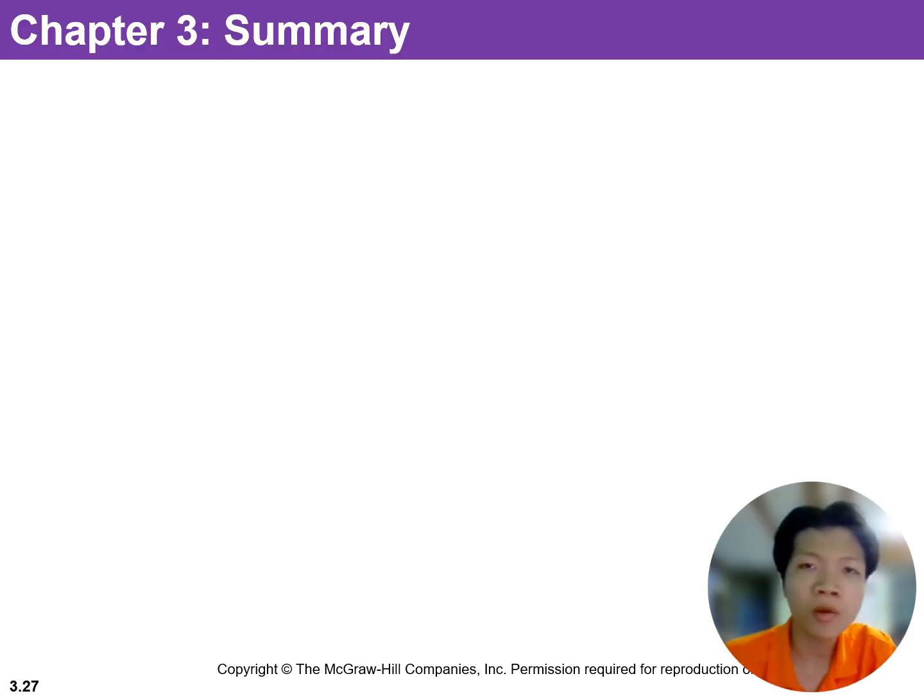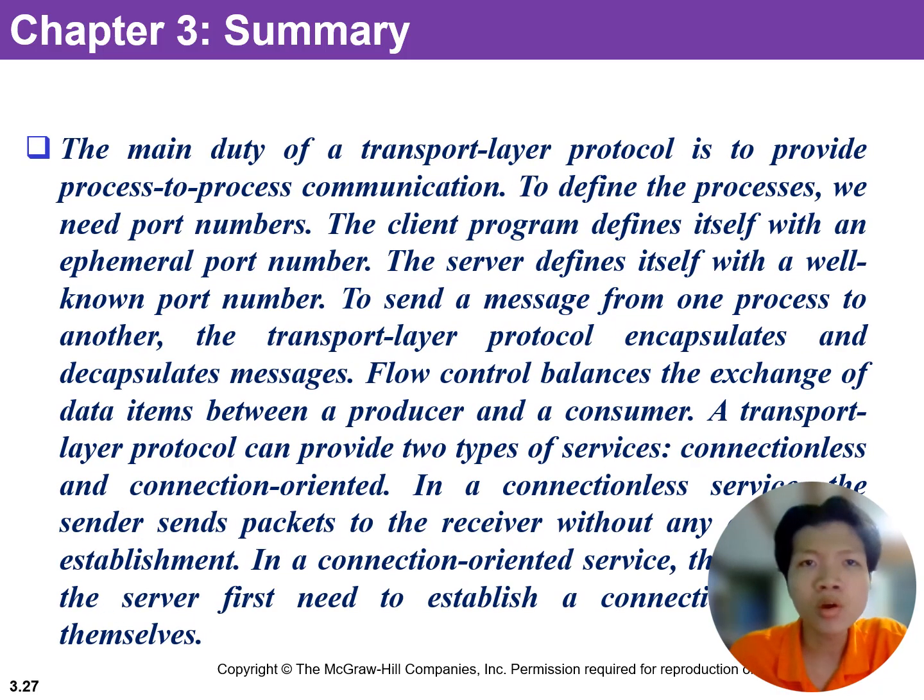This is the summary of this lesson. The main duty of a transport layer protocol is to provide process-to-process communication. To define the processes, we need port numbers. The client program defines itself with an ephemeral port number. The server defines itself with a well-known port number. To send a message from one process to another, the transport layer protocol encapsulates and decapsulates messages. Flow control balances the exchange of data items between a producer and consumer.